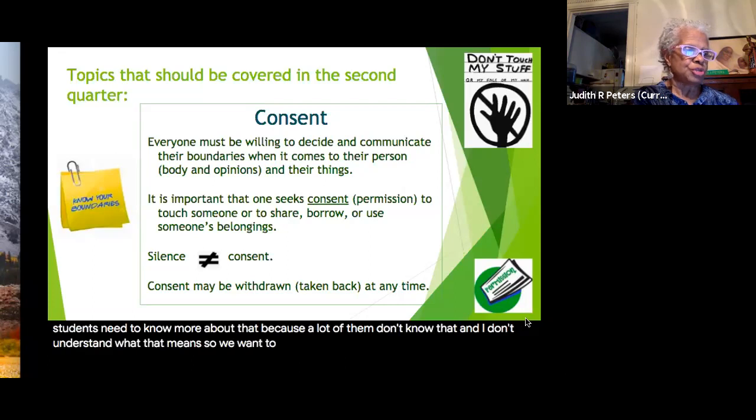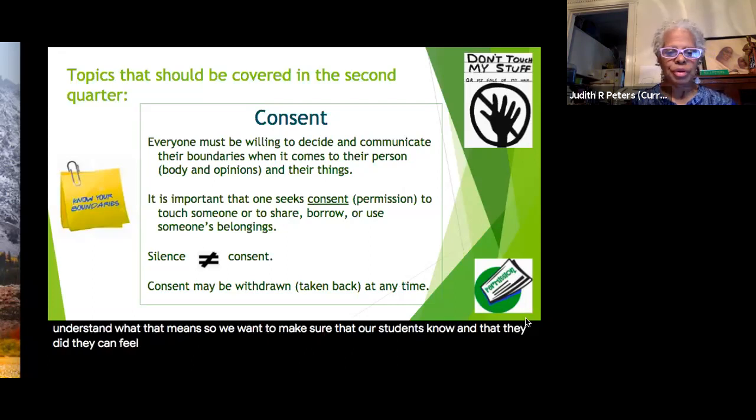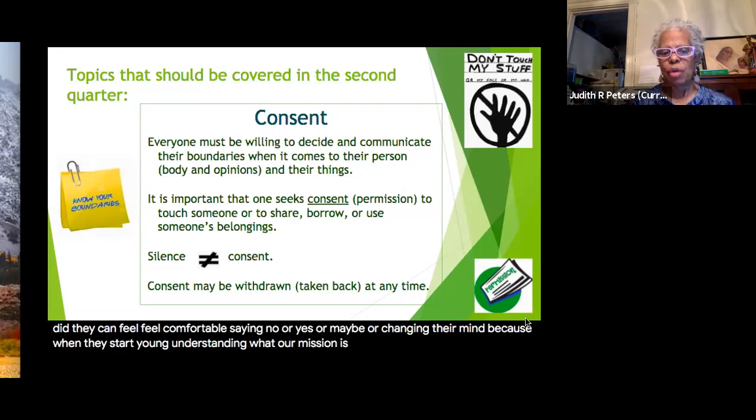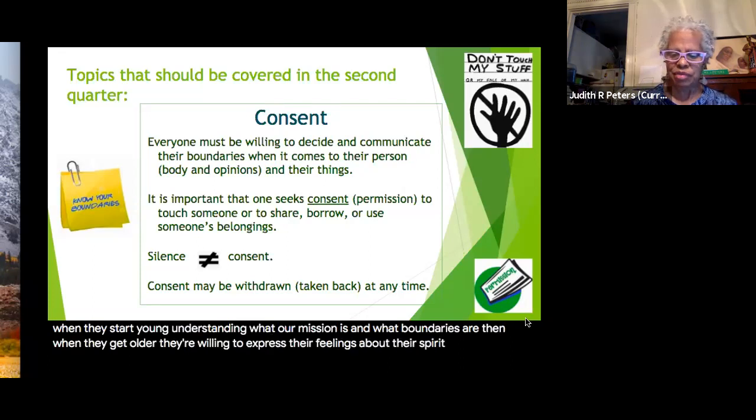So we want to make sure that our students know and that they can feel comfortable saying no or yes or maybe or changing their mind. Because when they start young, understanding what permission is and what boundaries are, then when they get older, they're willing to express their feelings about their respective boundaries.